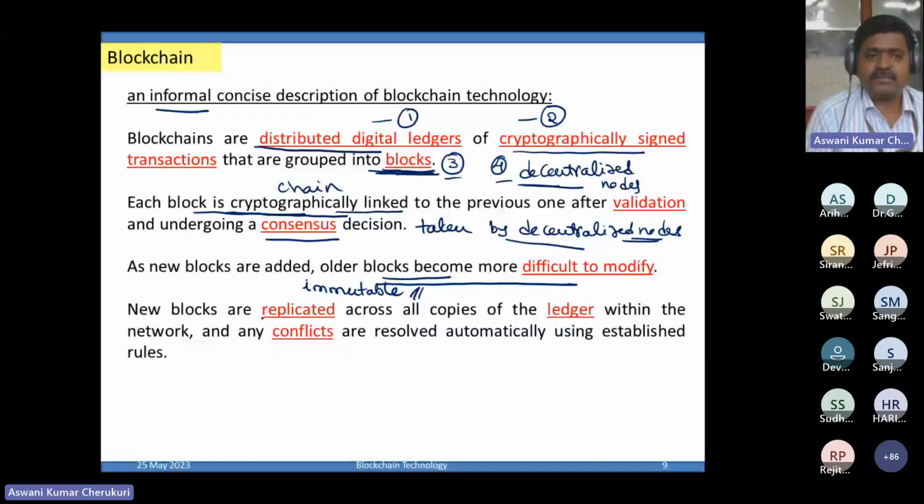blockchain, once you create the blocks, every cryptographically signed transactions.